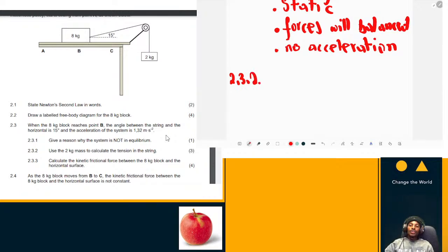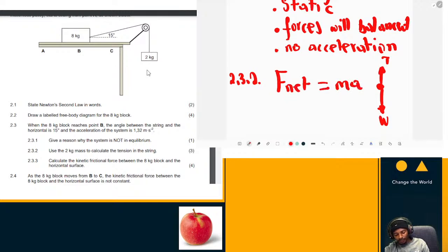2.3.2. Use the 2 kg mass to calculate the tension in the string. So they are saying we must use this 2 kg block. We already drew the free body diagram for the 2 kg block. We said we have the tension, which is opposing the motion of the object. So now we're going to apply Newton's second law. We're going to say F net is equal to ma. But F net is simply equal to the weight, which is opposed by the tension. This is equal to ma. So the weight is pulling the object downward in the direction of the motion, and the tension is opposing the motion.